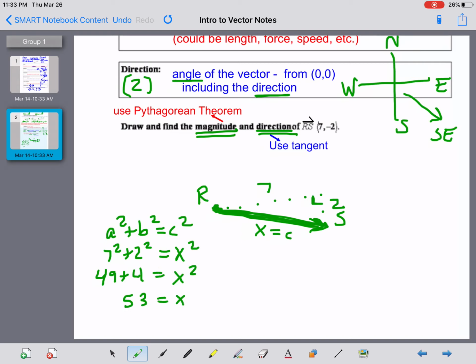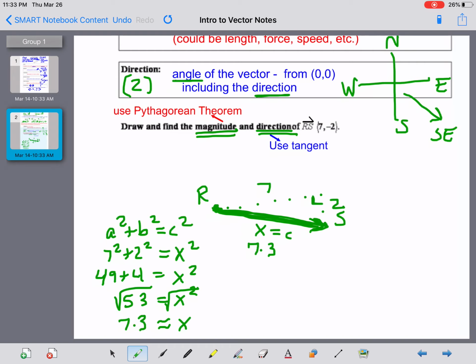And because I don't give you any other directions, we can go ahead and get the decimal here. We don't need a simplified radical. And plug that into your calculator. The square root of 53 is about 7.3. So that's my magnitude, the size.